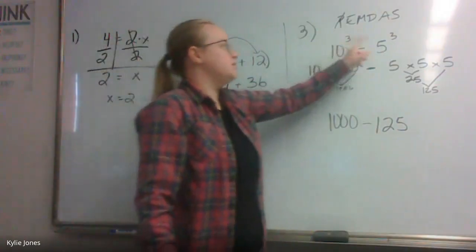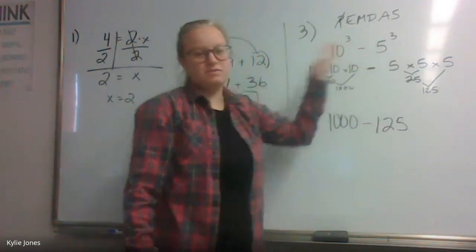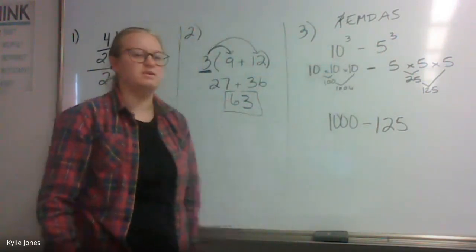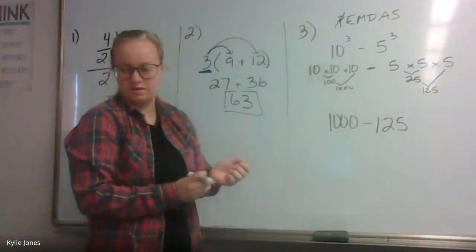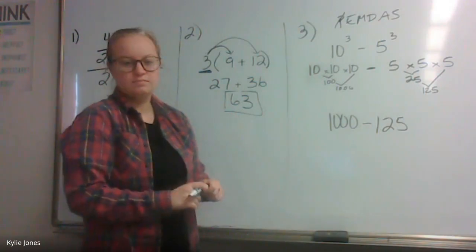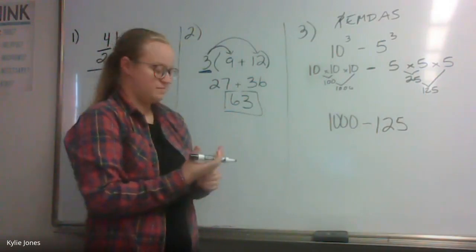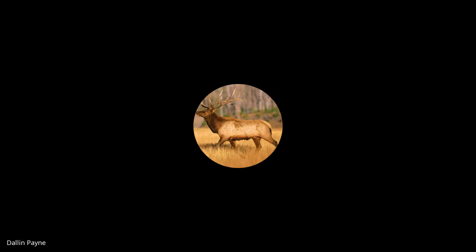I got 15. I did 5 times 3. Yeah. So if you did your exponents wrong and you did 5 times 3 and 10 times 3, you're going to have a different answer, right? So what is 1,000 minus 125? 900, 100, and wait, no. 900, 875.